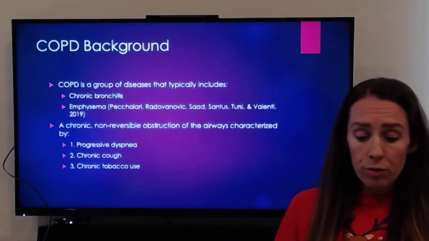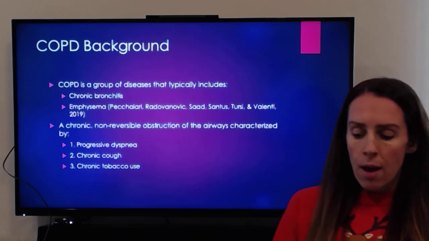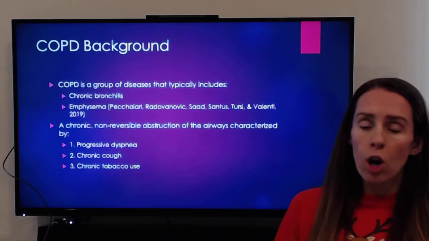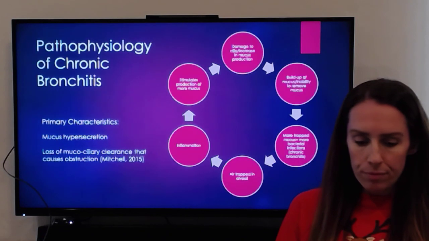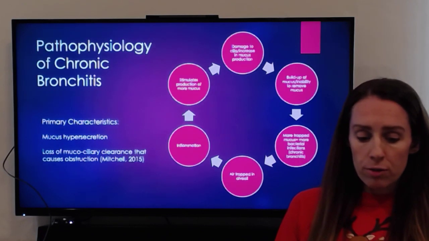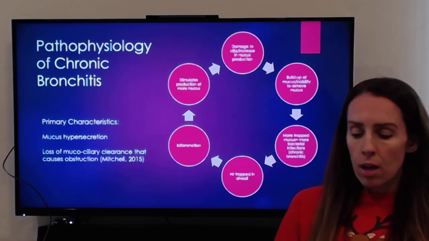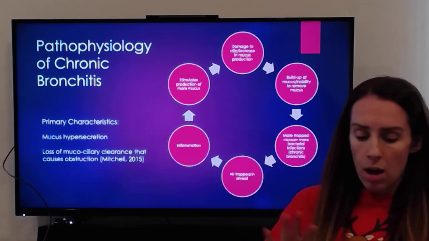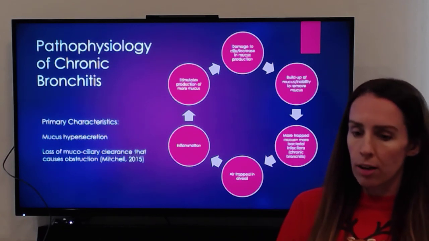It's a non-reversible disease. It's characterized by progressive dyspnea, a chronic cough, and chronic tobacco use. And because the pathophysiology of chronic bronchitis and emphysema are just a little bit different, I'm going to discuss them separately. The pathophysiology of chronic bronchitis, its primary characteristics are mucus hypersecretion and loss of mucociliary clearance that causes obstruction. And you can see in the diagram here, it's a cyclical disorder. People get trapped in this vicious cycle.